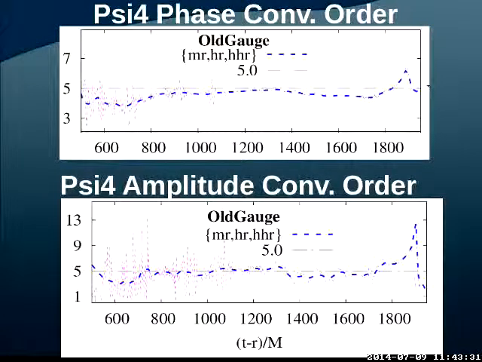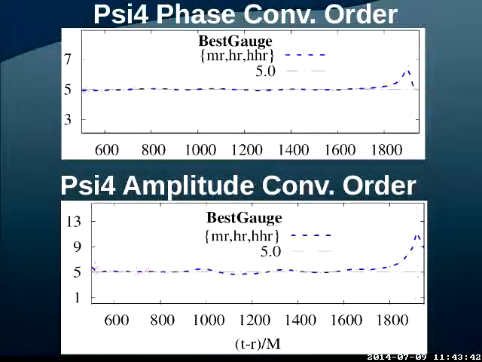So what happens in our best gauge choice? Well, I'm going to flip back and forth to show you. So here's old gauge, best gauge, old, new. Notice that the waveform amplitude and phase convergence are spot on fifth order. So it seems we've fixed the poor convergence properties observed in the old gauge choice.